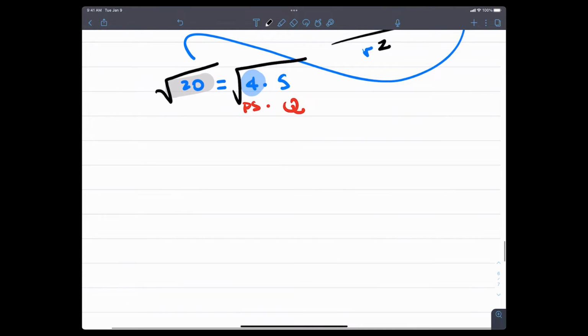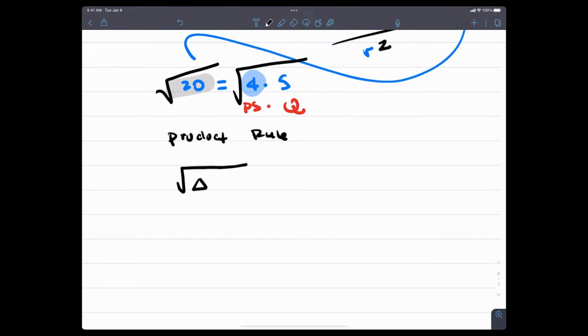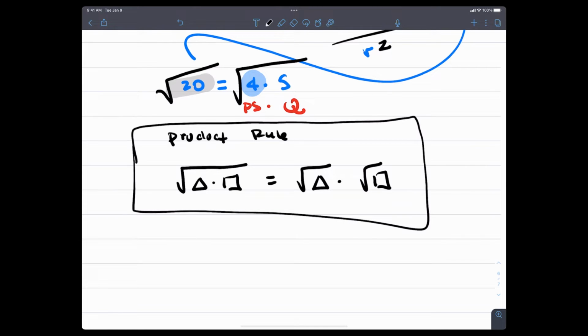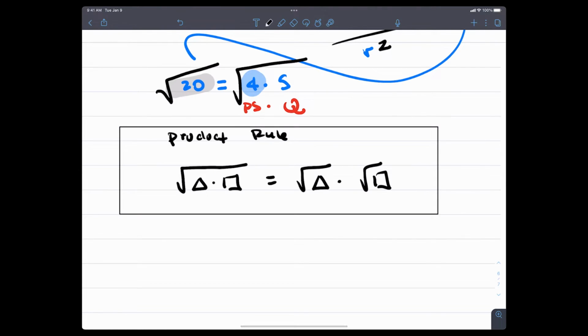Now, I have to use another thing. You guys know what this is called? It's called the product rule. The square root of one thing times another thing is the square root of the first thing times the square root of the second thing. In other words, we use the product rule, and that procedure is what I'm using on that worksheet and those solutions.